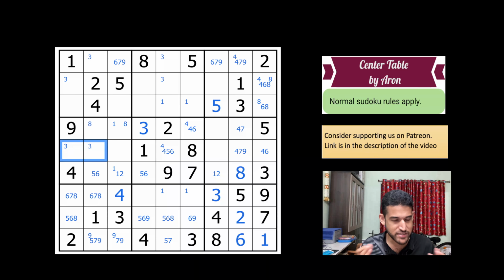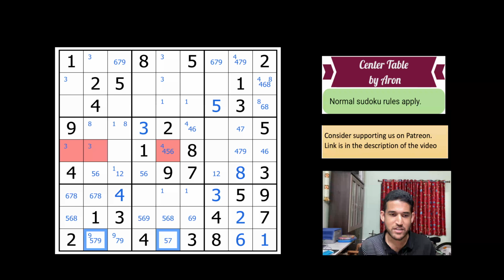But before that, where is that X-swing thing? If you look at row 5, these are the only 3 cells which can take a 5. And if you look at row 9, these are the only 2 cells which can take a 5.